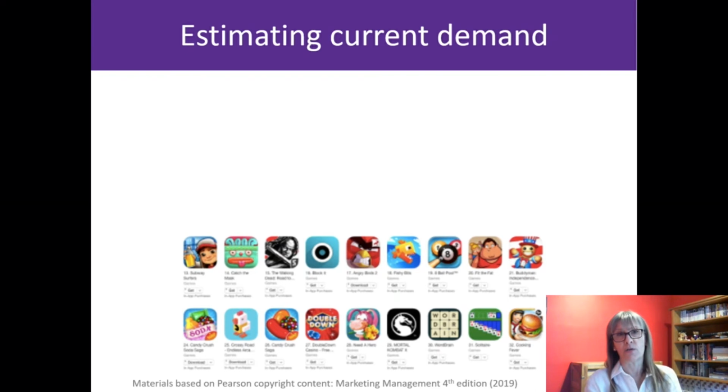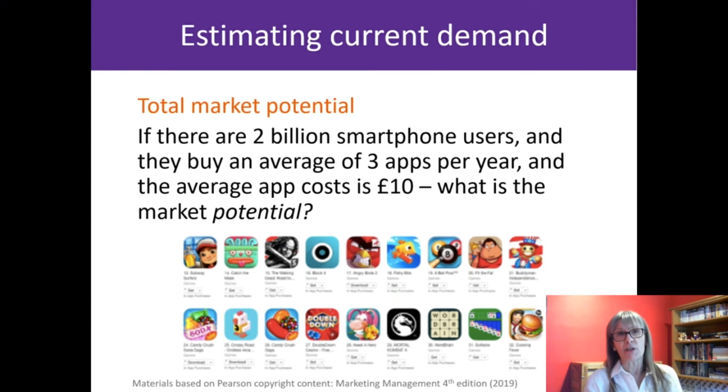A common way to estimate total market potential is to simply multiply the potential number of buyers by the average quantity of each purchase times the price. So if there are 2 billion smartphone users and they buy an average of 3 apps a year and the average app cost is £10, what's the market potential? 2 billion times 30 is a bit too big for me to figure out, but it is the sum of 2 billion times 30. That gives the company a feel for the total market potential. This is what is out there. This is what maybe myself and my competitors have all got a share of.